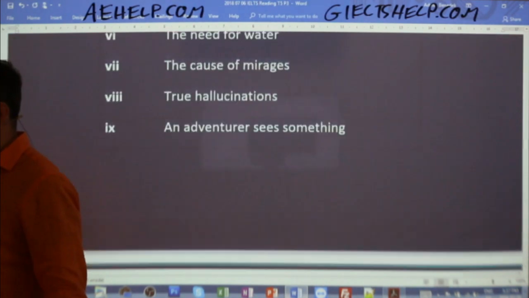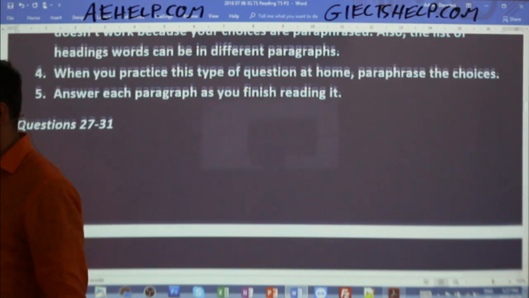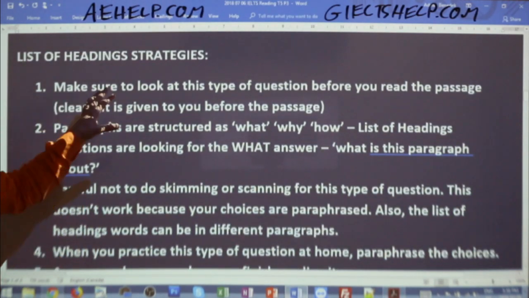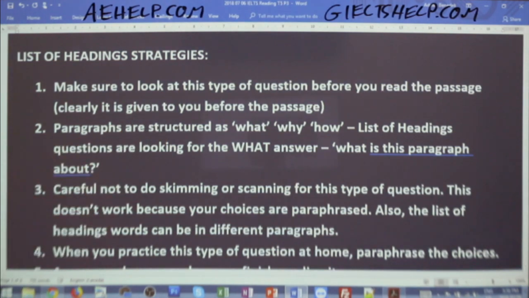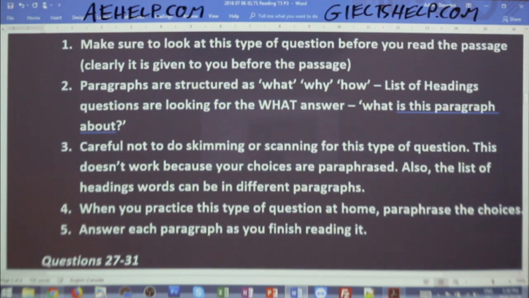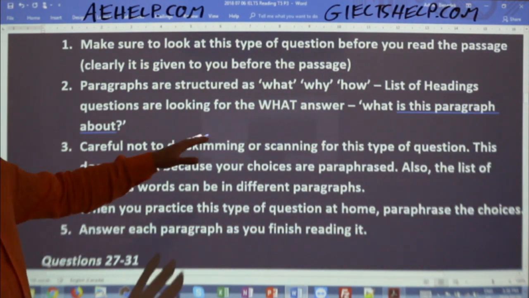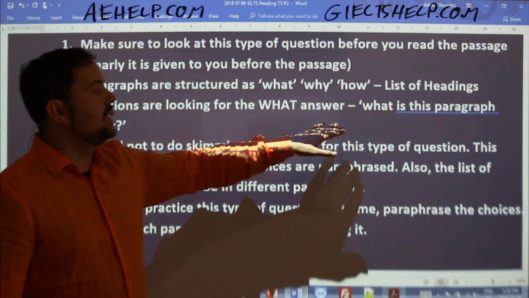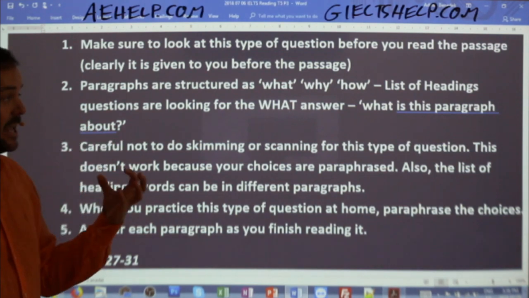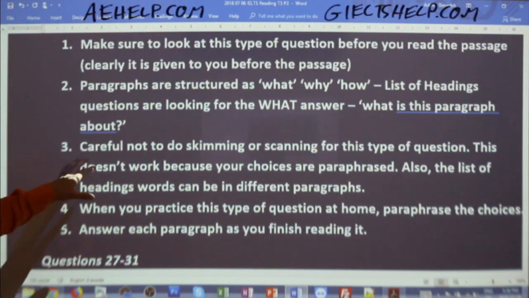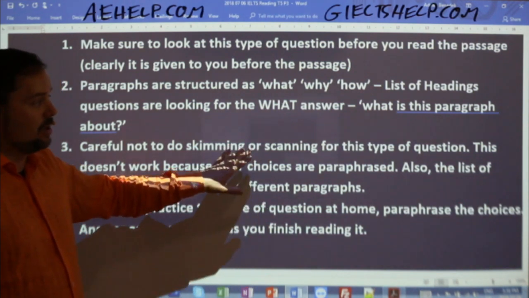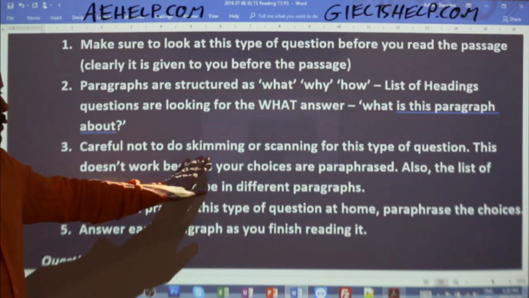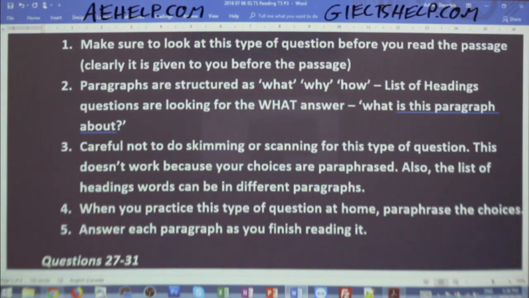All right, so again, just a quick review here, okay? Remember, for list of headings, this is your strategy. Make sure to look at the question before you read the passage, okay? It's given to you before the passage. Because good writing is usually structured as what, why, how, in most cases in that order, you're thinking of the what question: what is this paragraph about? Because you're thinking about the heading, the topic for that paragraph. Don't do skimming and scanning because you can get confused and easily tricked by the choices. Skimming and scanning is a very bad strategy for this type of question, okay?